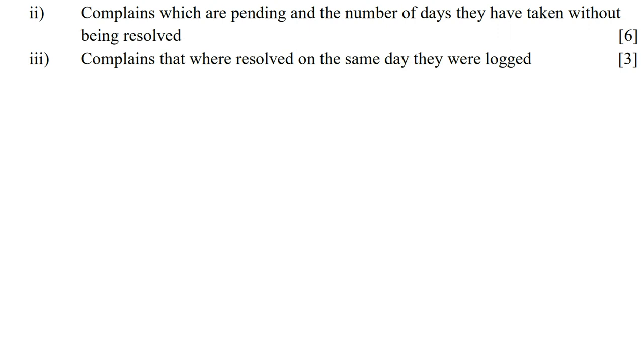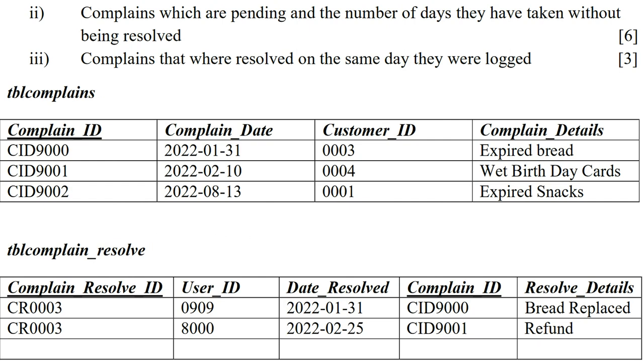Now the next question is saying complaints which are pending and the number of days they have taken without being resolved. Meaning we are going to compute the complaints which are pending, just to display the complaints. Where do we get the complaints from? From table complaints, right? Therefore, we're going to select from complaints. But what are we selecting?